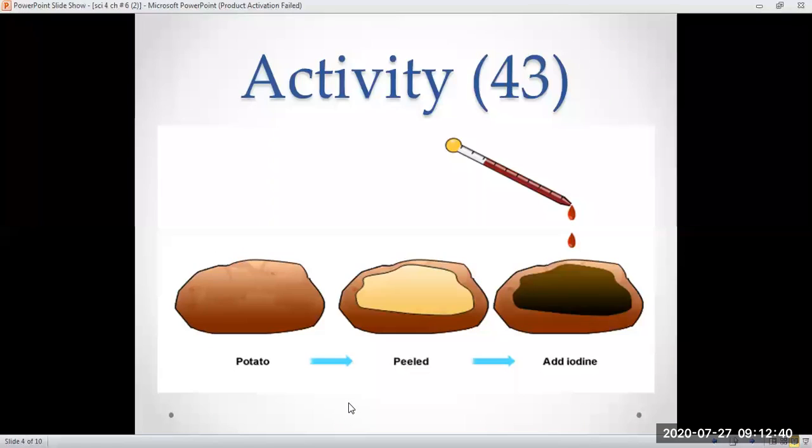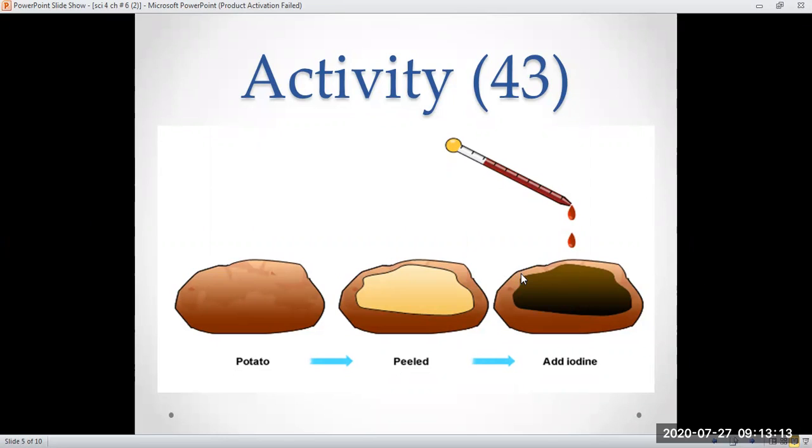So here is our page number 43. There is a test to check whether the potato has done the process of photosynthesis, that is, whether enough starch is present in the potato. First we are going to take a potato and peel it off, and remove its peel. Then we are going to add iodine solution.